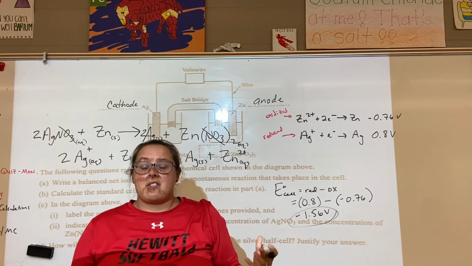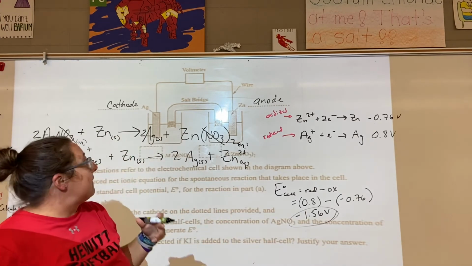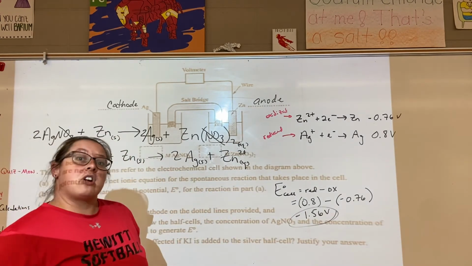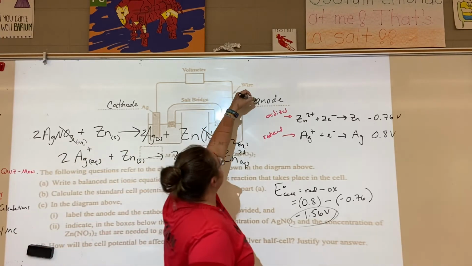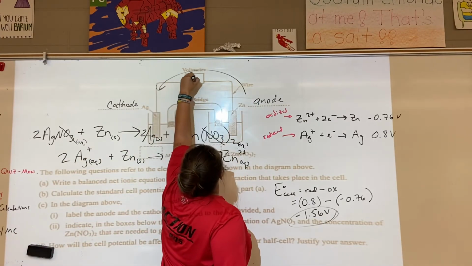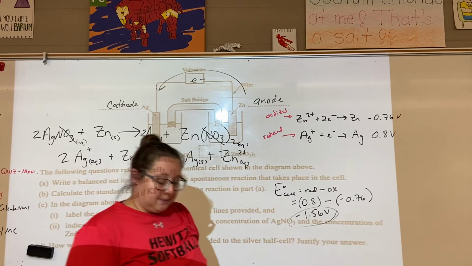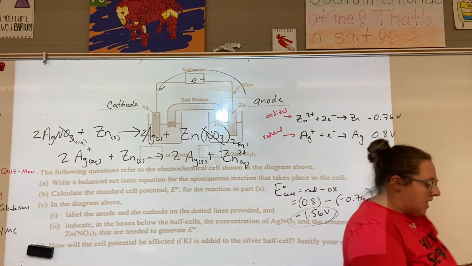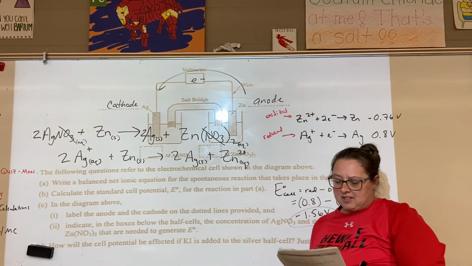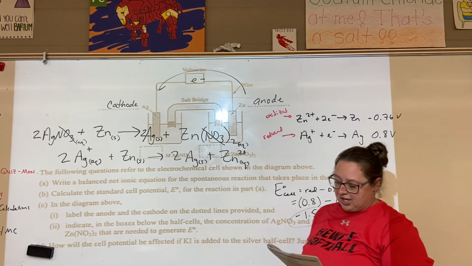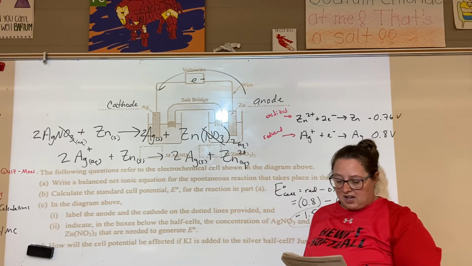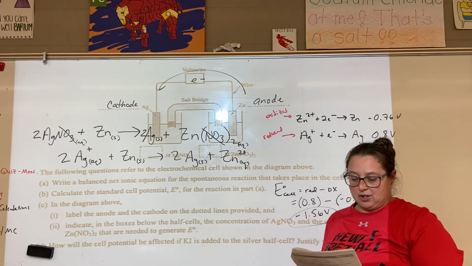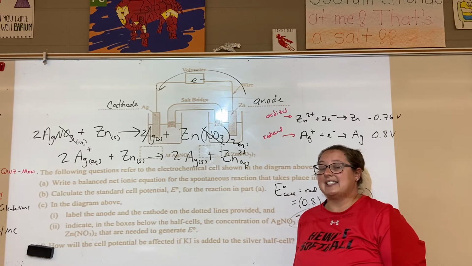And I don't think that this question asks it, but if it asks which way do my electrons travel through my wire, remember that it always goes anode to cathode, okay? Now, the next part says indicate in the boxes below the half cells the concentration of AgNO3 and the concentration of ZnNO3 that are needed to generate an E cell.